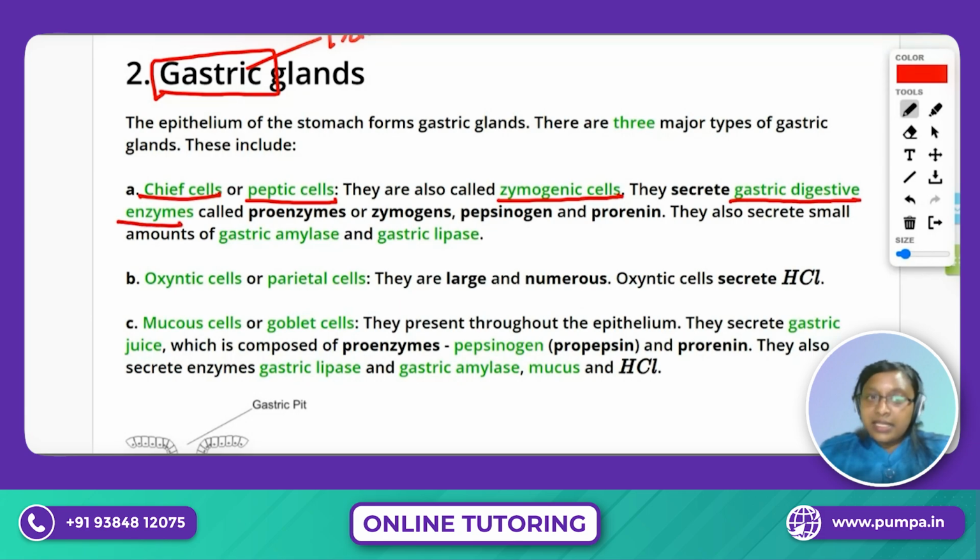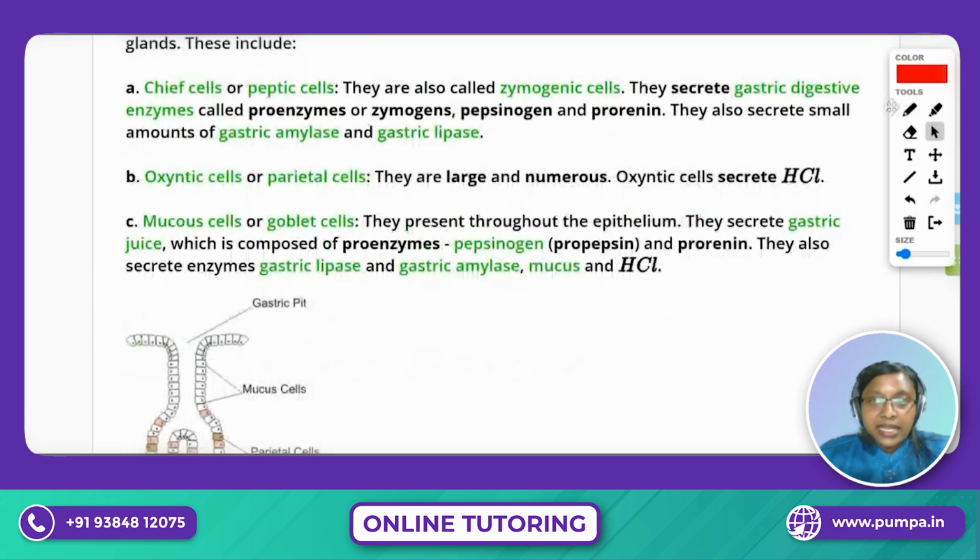These enzymes are inactive enzymes. They are produced but they are inactive. If the term gn or the prefix pro is added, it is termed an inactive enzyme. Okay, everyone, inactive enzyme. Clear? So next one is oxyntic cells.